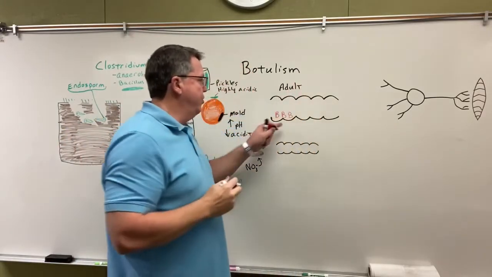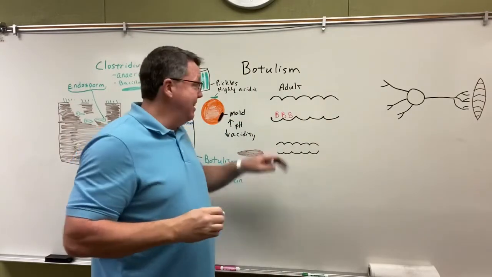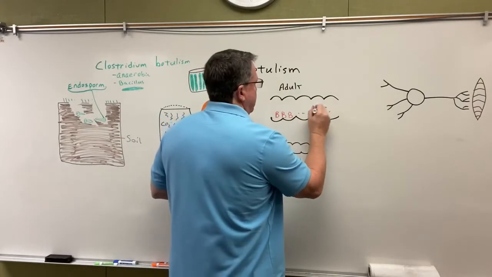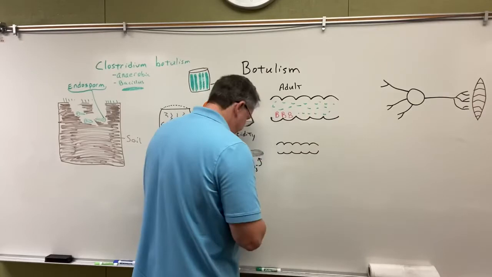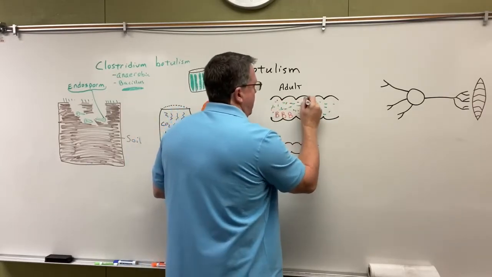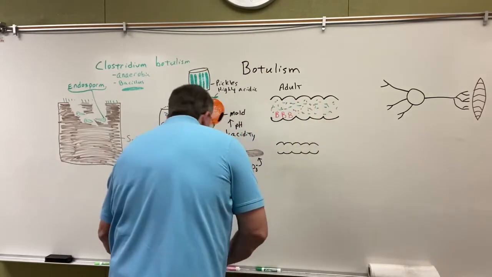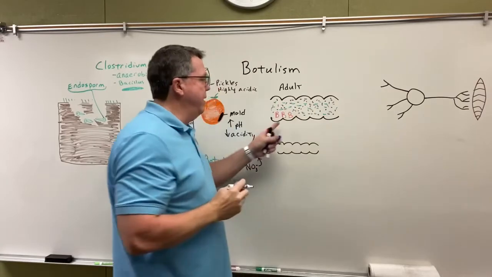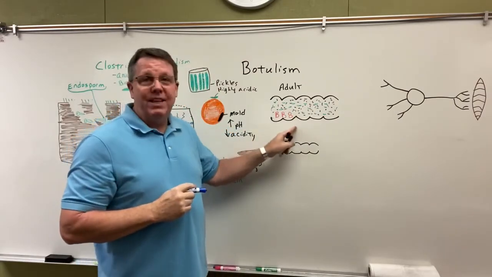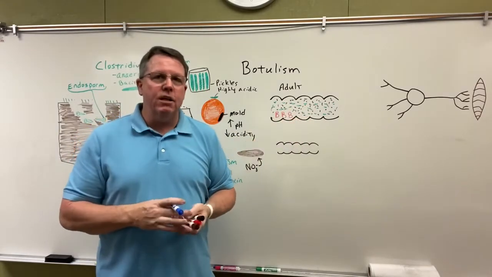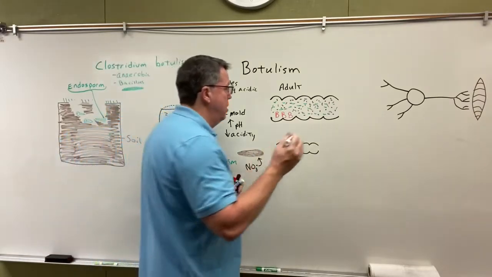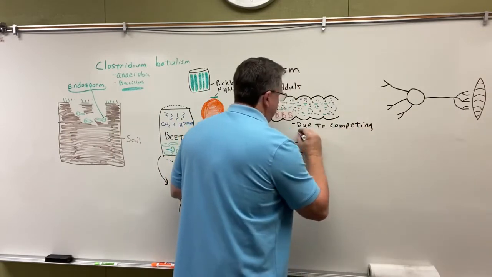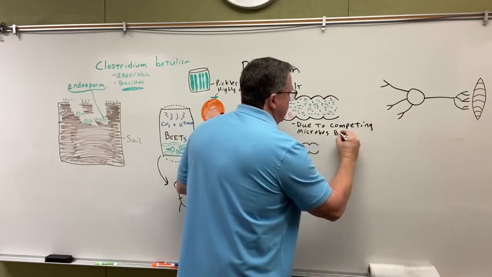If you're an adult, there's already a lot of other microbes in there. So this is kind of like the new guy in the neighborhood trying to take over the neighborhood, but we already have a lot of microbes in our intestines. So here's some microbes, and here's some microbes, and here's some microbes. Now my botulism really can't compete with all these other microbes, so it usually does not cause problems in an adult. Due to competing microbes, botulism is usually not a problem in an adult.